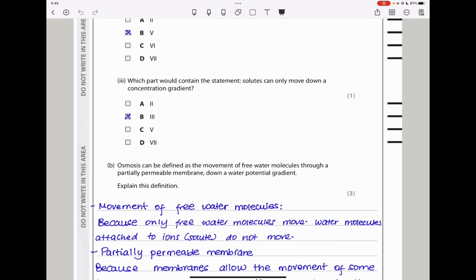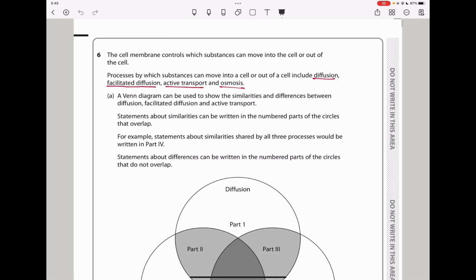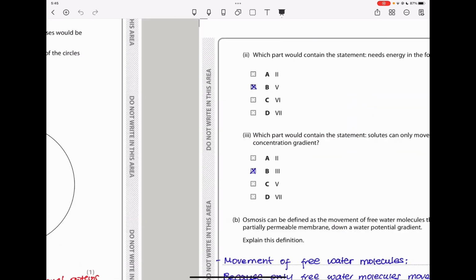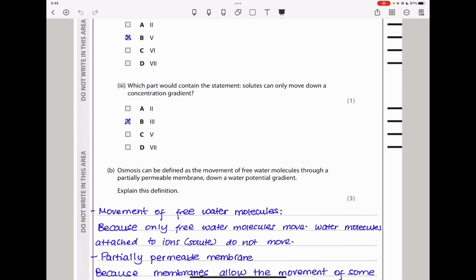The next part says which part would contain the statement solutes can only move down the concentration gradient. Moving down the concentration gradient only is going to be part of diffusion as well as facilitated diffusion, so it's going to be part 3. Remember, in active transport, things can move against the concentration gradient, so that is out. Let's continue. Here the answer should be a B.